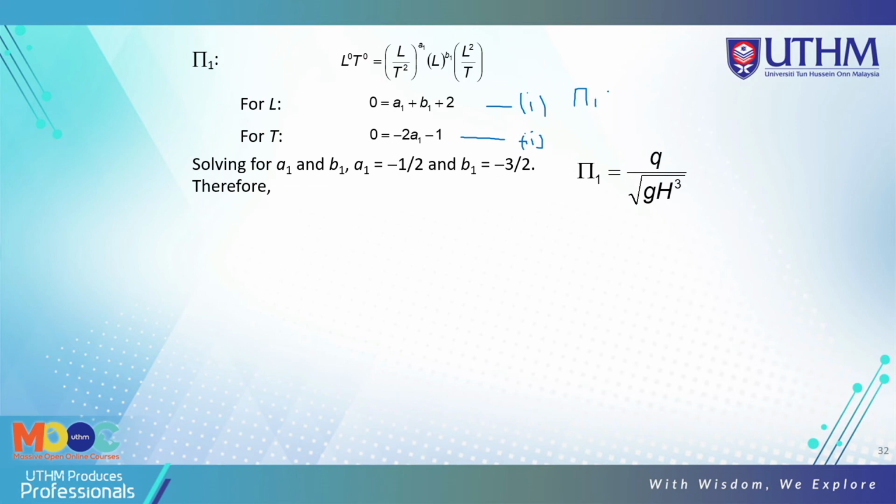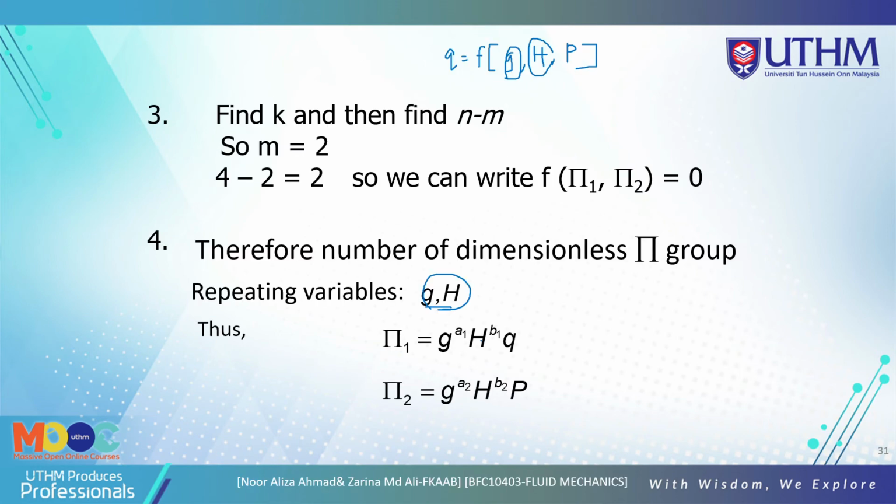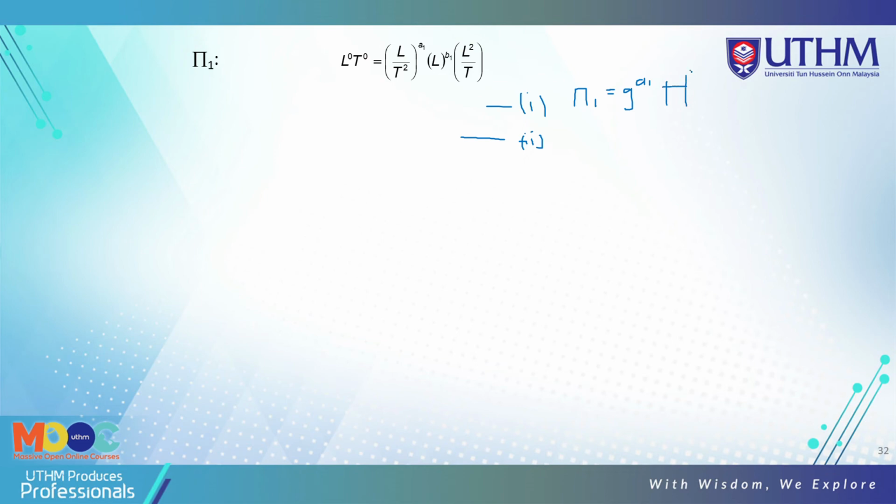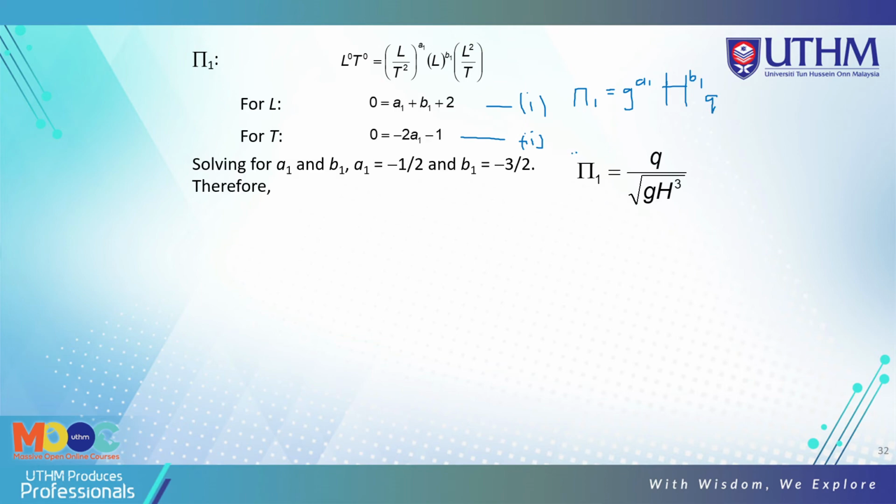So pi 1 is G^A1 H^B1 Q, and putting in A1 as negative 1/2 and B1 as negative 3/2, you get Q over the square root of G times H to the 3/2. So you get the formula here.